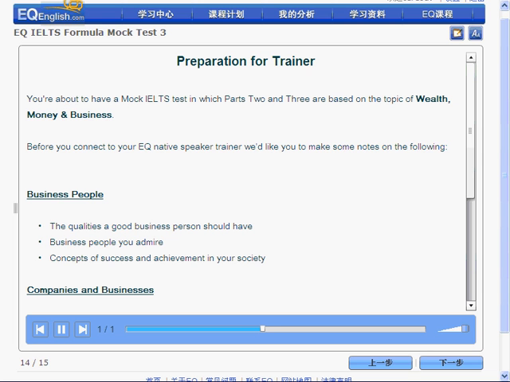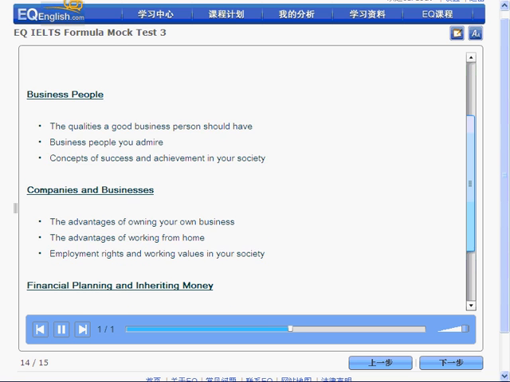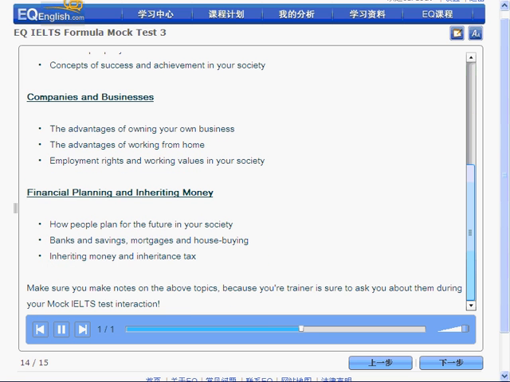Companies and businesses. The advantages of owning your own business. The advantages of working from home. Employment rights and working values in your society. Financial planning and inheriting money. How people plan for the future in your society. Banks and savings, mortgages and house buying. Inheriting money and inheritance tax.